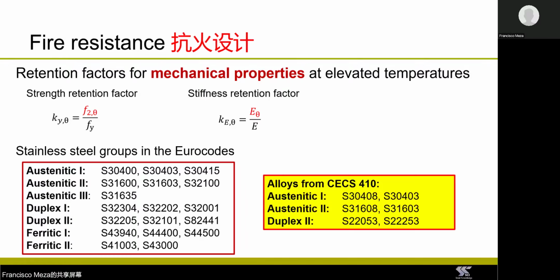So the way in which steel loses strength is very alloy dependent, but the reduction in stiffness is more similar for all the different stainless steel alloys. So in order to take advantage of the good retention capabilities of some stainless steel alloys, the Eurocodes classify all the stainless steel alloys into 7 different groups, which you can see in this slide.